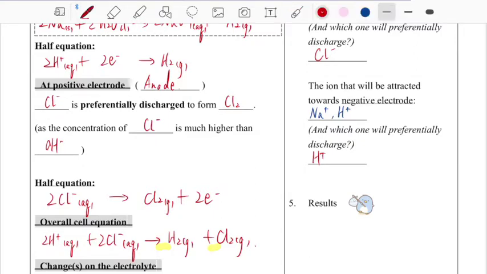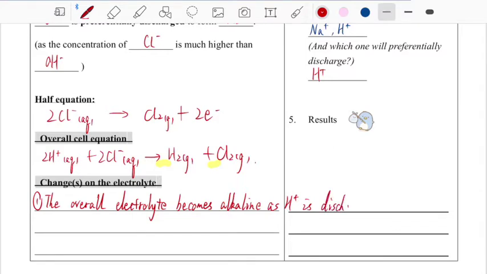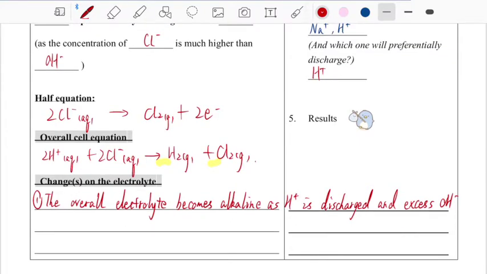So let's write this down. The overall electrolyte becomes alkaline as hydrogen ion is discharged and excess hydroxide ion remains. Okay, so that's the change on the electrolyte. And then let's discuss the change near each electrode separately.